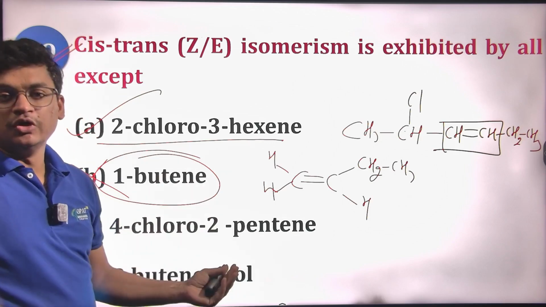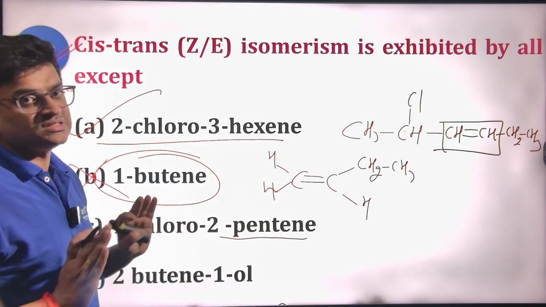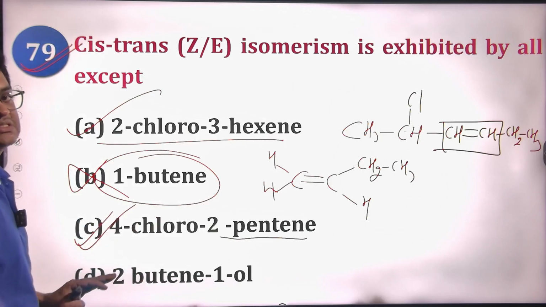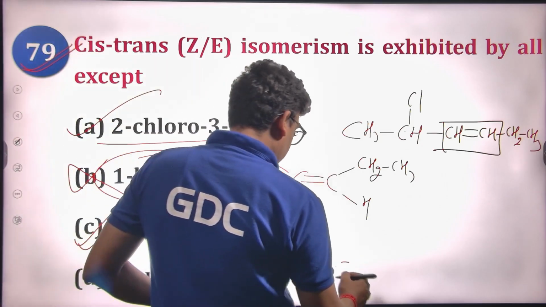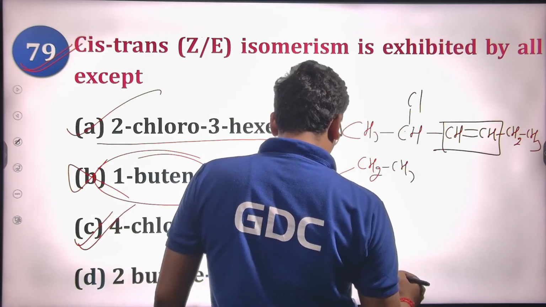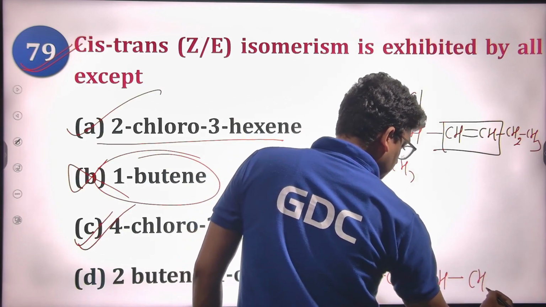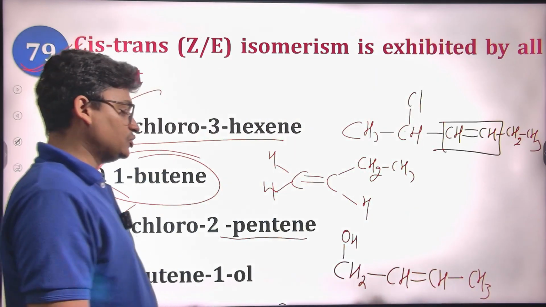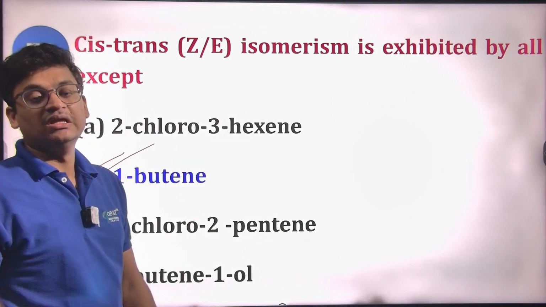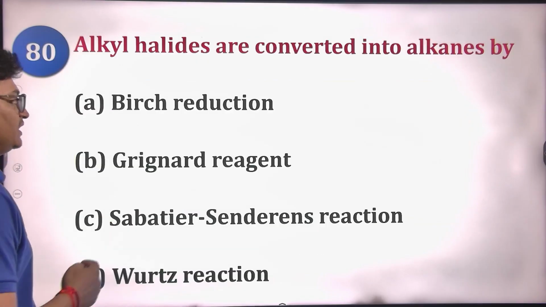4-chloro-3-pentene will show it, as the double bond is between the second and third carbon, so yes, that will be a case for GI. 2-butene-1-ol is also having this GI. Reason, look at the structure. We have 4 carbons. In the first carbon we have OH, so CH2OH, and the double bond is around the second and third carbon. So this is the structure, and yes, that is also having GI. So only and only 1-butene is not showing geometrical isomerism.